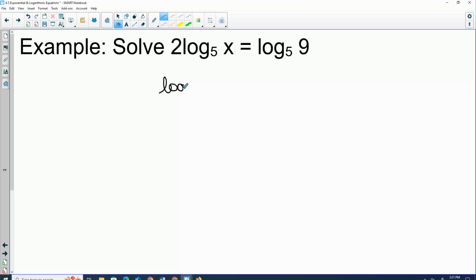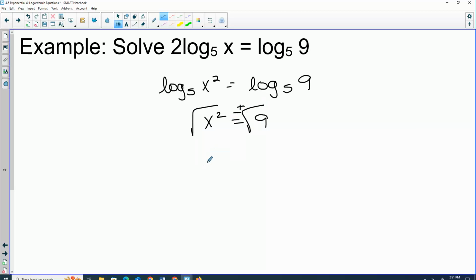so this is log base 5 of x squared equals log base 5 of 9. Yesterday we said it was legal to add a log to each side, so today what do you think I'm going to do? Take it away. So x squared equals 9. Okay, to get rid of a square, square root, plus or minus, so you get x to equal positive or negative 3.